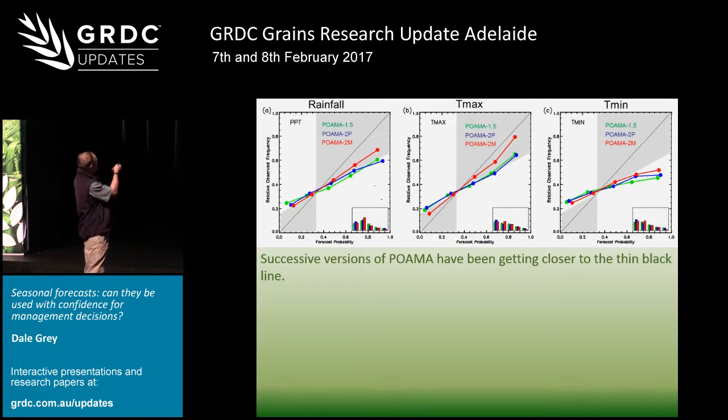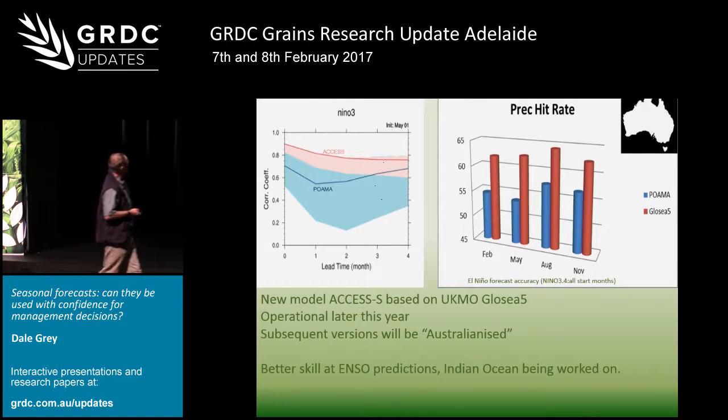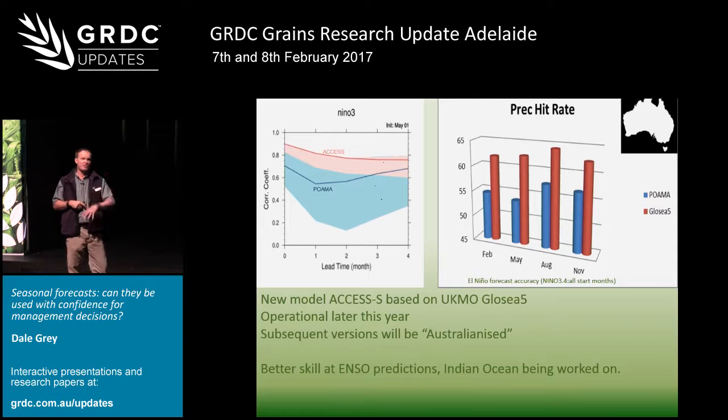And so what we can see for rainfall and temperature is that the POAMA model had been slowly getting better, particularly with the last iteration, POAMA 2M here, but not so much for minimum temperature. Certainly for those other parameters, that model has been getting better. Which leads us to the fact that, as I alluded to, the POAMA model's being kicked out.